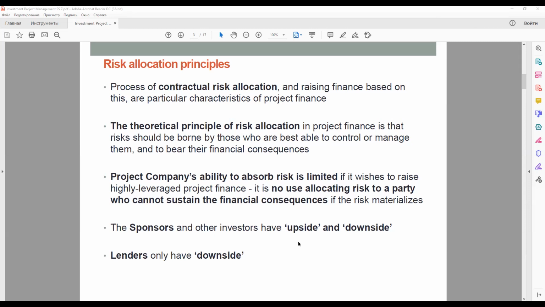Similarly, if the contracting authority who entered into a contract for purchasing the proceeds of the project wishes to achieve the lowest possible contract payment, this usually implies that it must absorb a higher level of risk. A common error in the early development and negotiation of project contracts is to leave too much risk with the project company, which causes problems later when raising the finance.